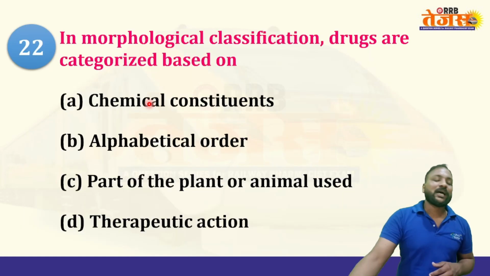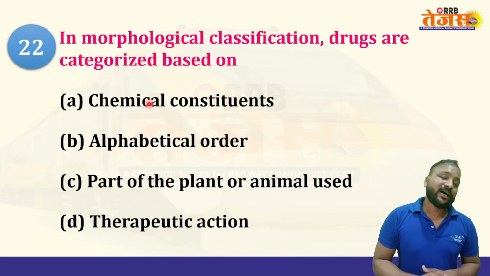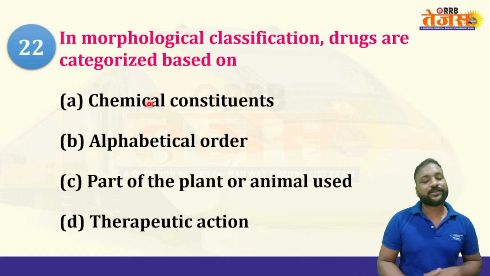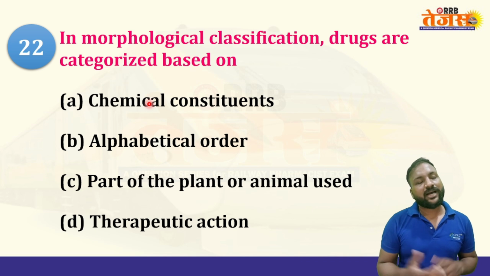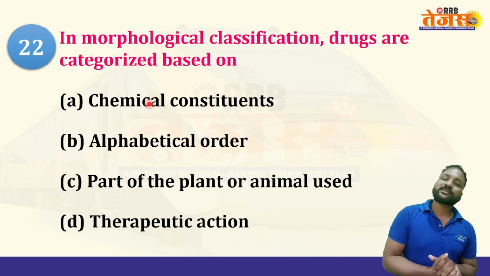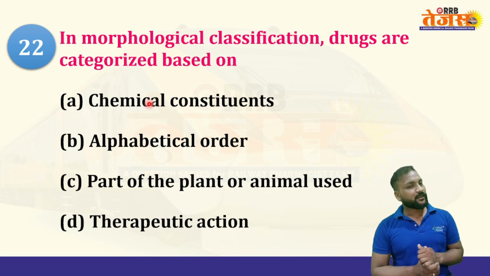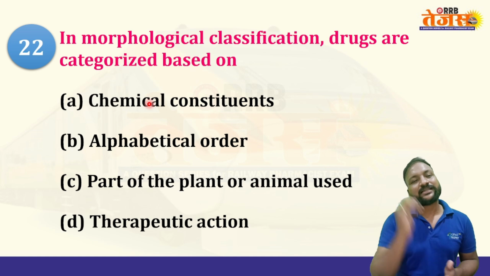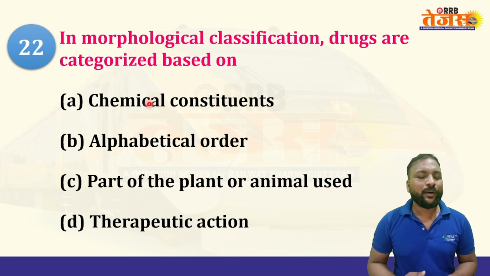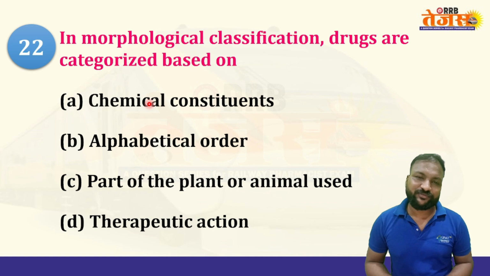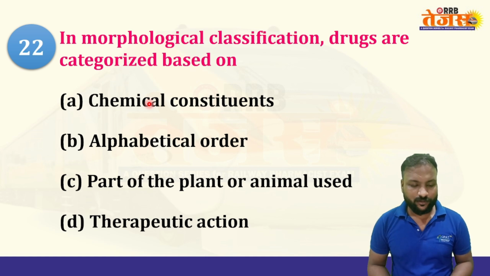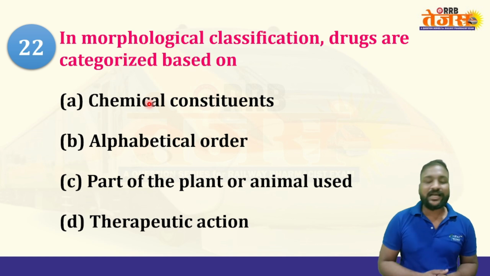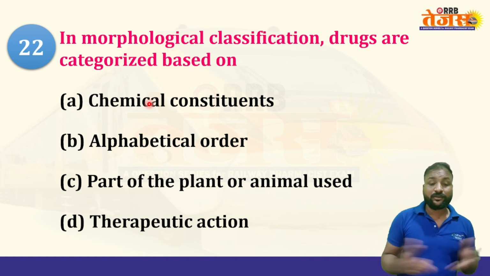Next is the 22nd question. In morphological classification, drugs are classified based on what? There are around seven classifications: alphabetical, taxonomical, morphological, pharmacological, chemical, chemotaxonomical, and serotaxonomical. But what do we mean by morphological classification? What does it contain and how is it classified?